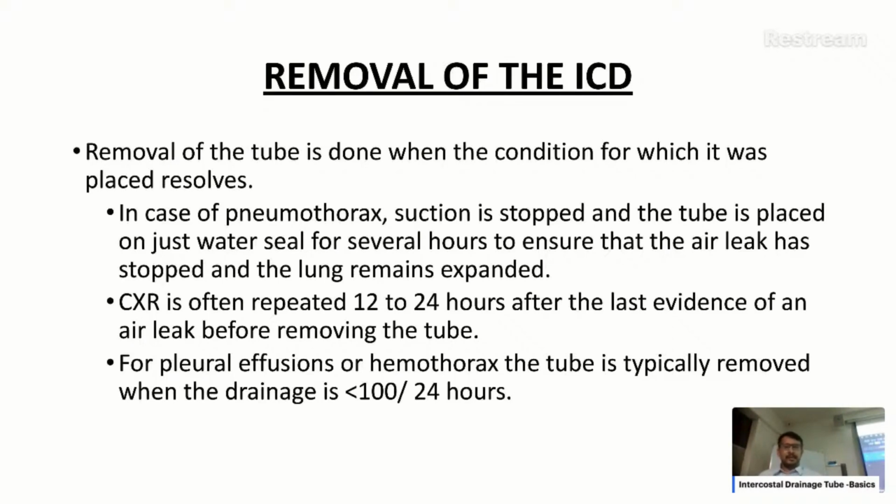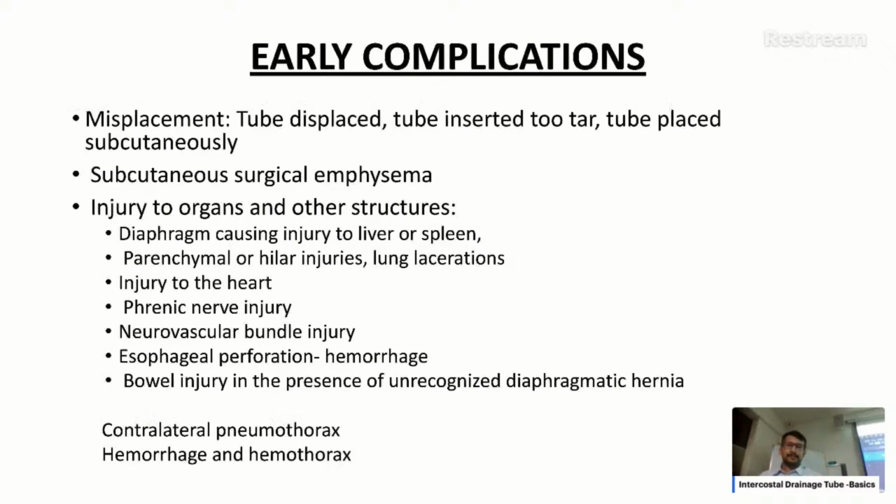Chest X-ray is often repeated 12 to 24 hours after the last evidence of air leak. For pleural effusions or hemothorax, the tube is typically removed when the drainage is less than 100 ml per day or 24 hours.